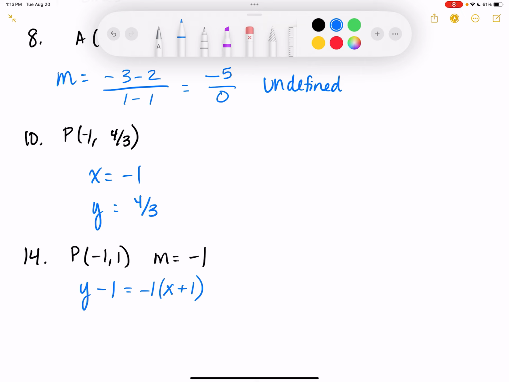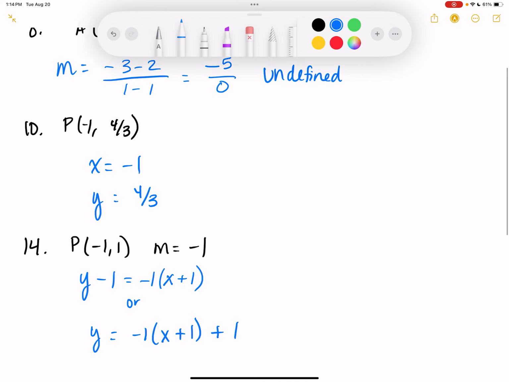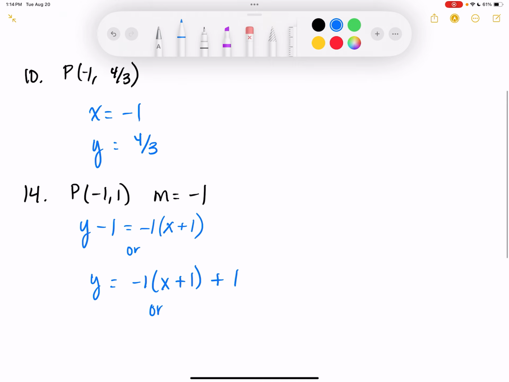You can either put this number over here, or you can leave it like this. So a couple different ways you can do it. You can write it like this, and this is an acceptable equation of a line. You can write it as y equals -1 times x plus 1, plus 1 out here. Or you can distribute everything through and combine it and get y equals -x minus 1 plus 1, which is 0, so y equals -x. But any of those versions would be acceptable answers.